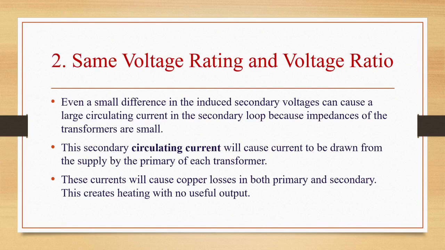So even a small difference in the induced secondary voltage can cause a large circulating current in the secondary loop because impedances of transformers are small. The secondary circulating current will cause current to be drawn from the supply by the primary of each transformer. More current will be taken by the primary of each transformer and these currents will cause copper losses in both primary and secondary, and this will create heating with no useful output.